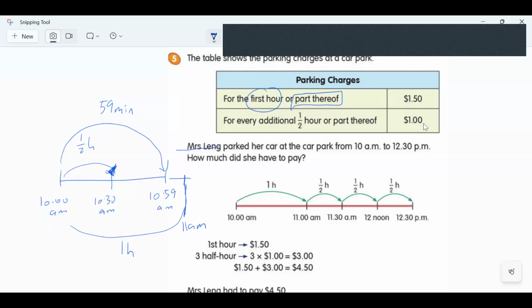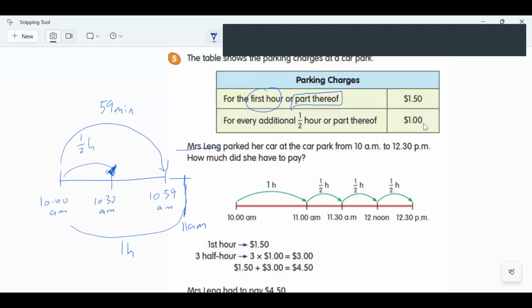What's the most unlucky? Achilles, he goes inside and says, I pick up my food panda in the store. And then I go out. Only 5 minutes only. How much does he have to pay? $1.50. You know what I mean? Okay, so that's what I mean by part thereof. As long as it's part of the first hour, it is $1.50. You understand? So that's what part thereof means.